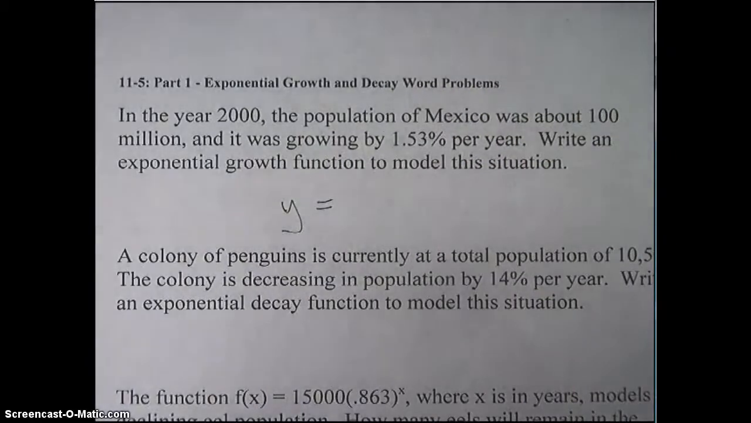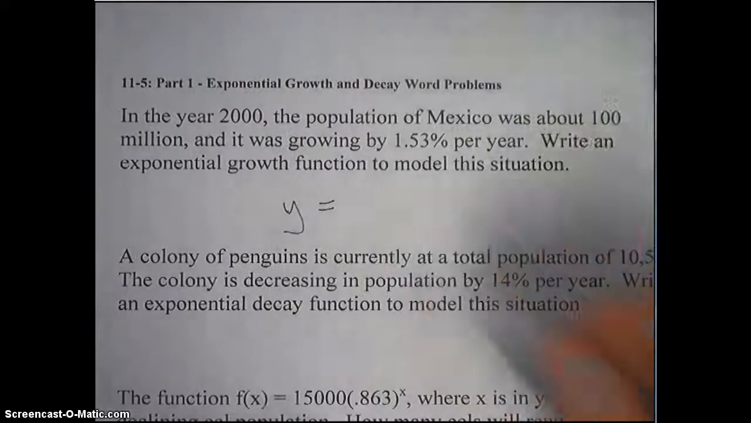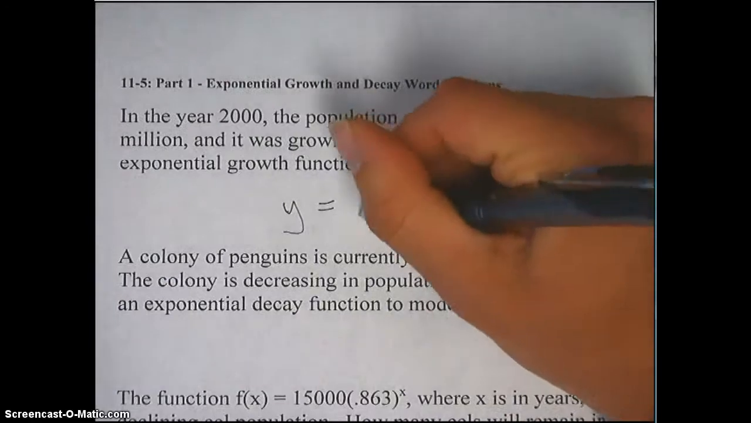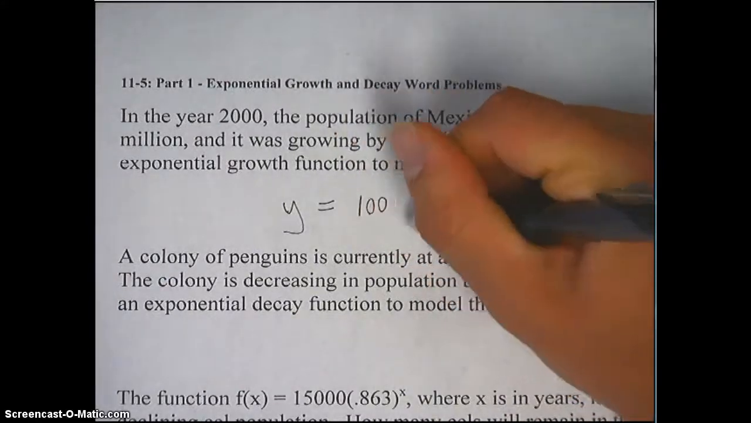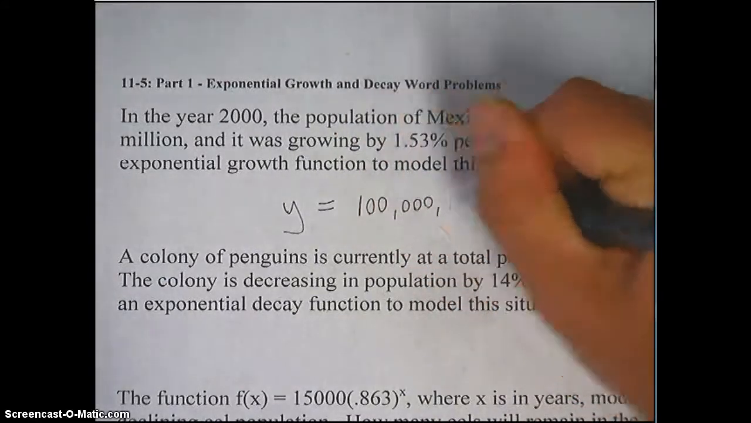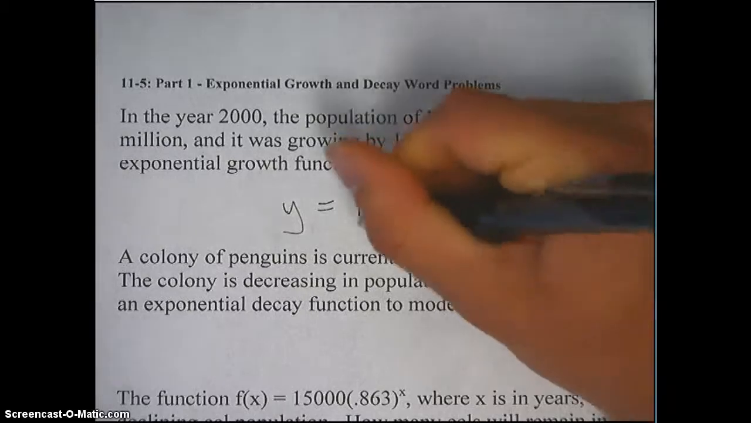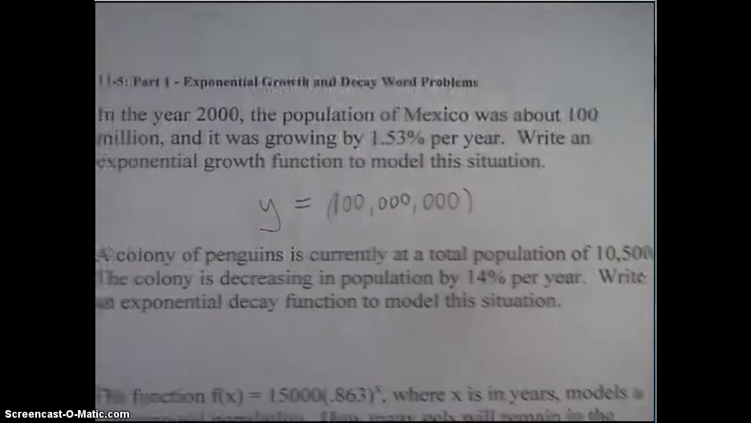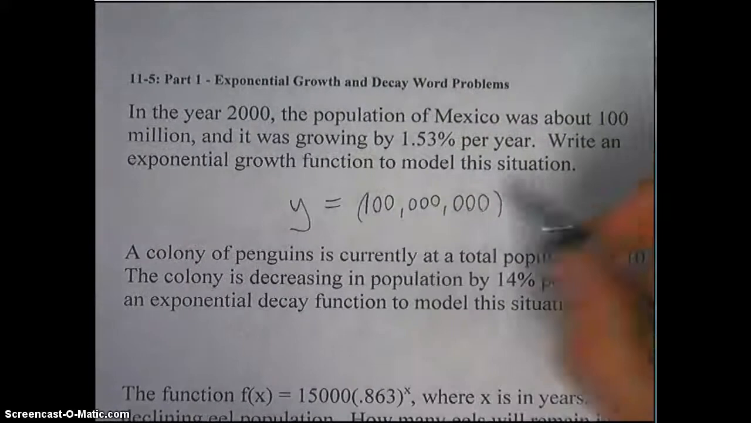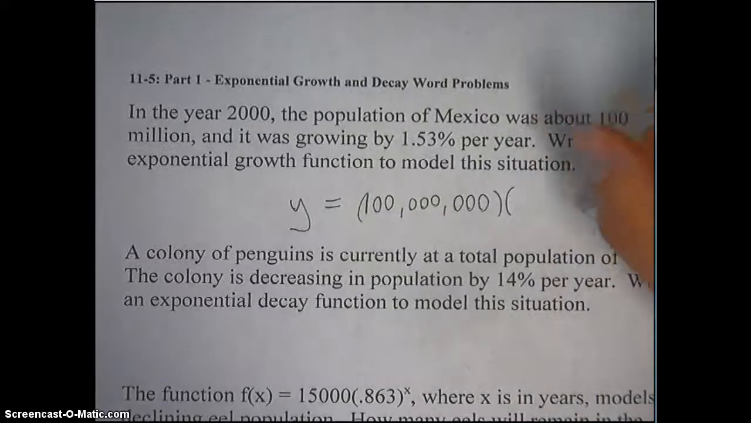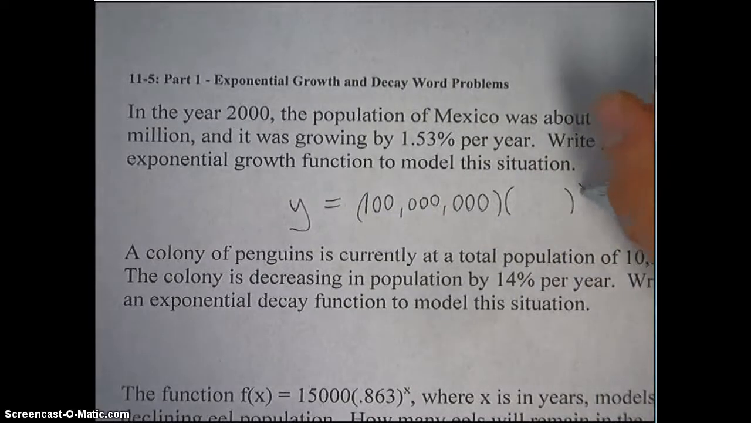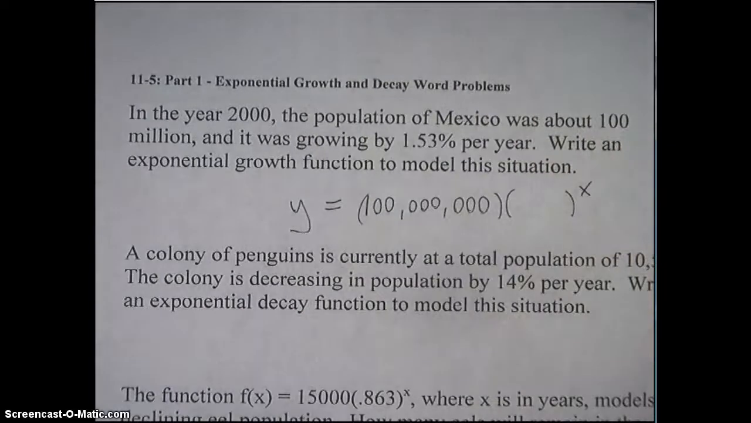And a is the starting amount. In the year 2000, there was 100 million. So the starting amount is 100 million. That's your a. And it was growing by 1.53%. So I'm going to put my growth factor in parentheses there, and I'm going to raise it to the x power. The question is, what is the growth factor?